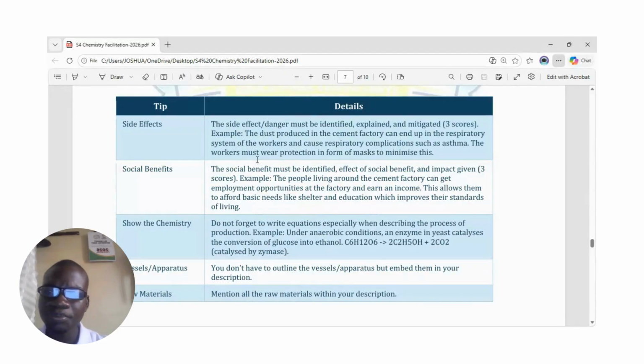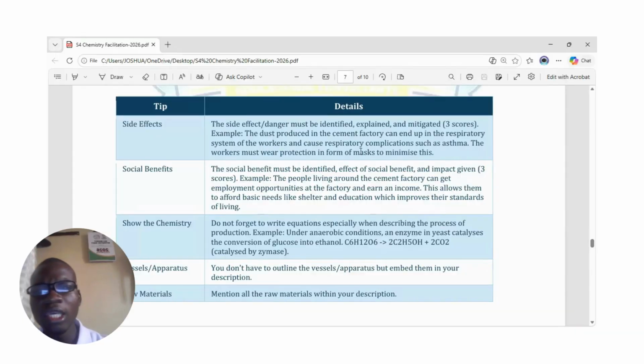Then from there, side effects. Under side effects, you also need to pay attention. The side effect, or danger, must be identified. After identifying, explain. After explaining, now try to mitigate for us. And there you also qualify to get all the 3 scores.